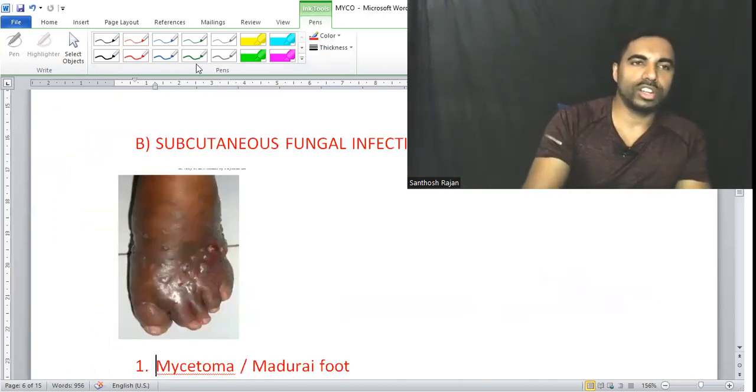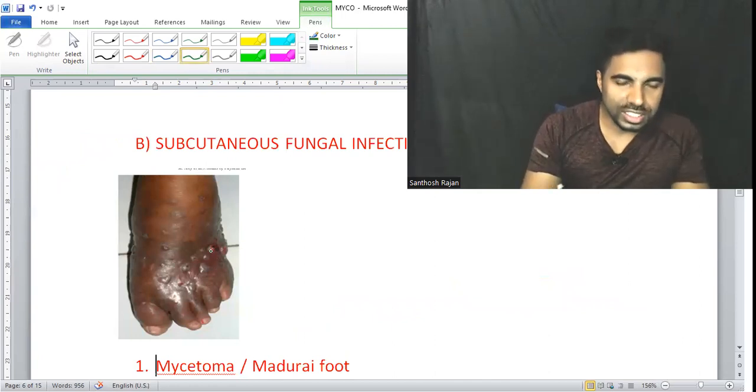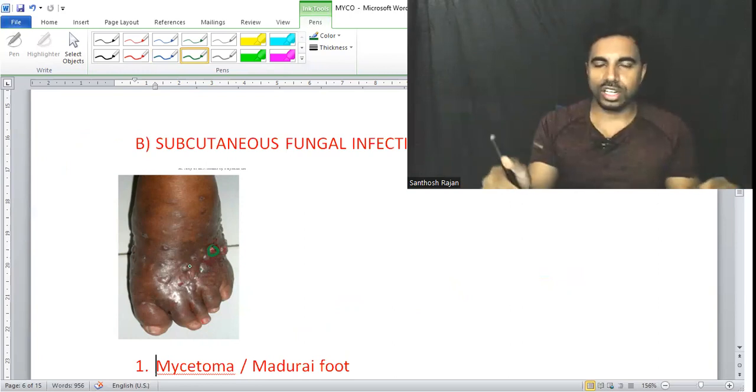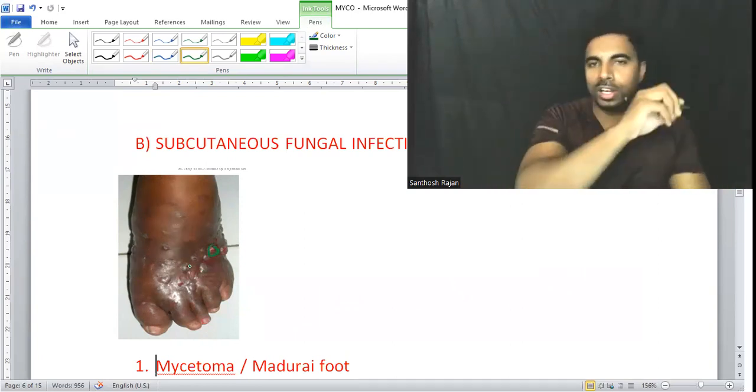Now, subcutaneous fungal infection. If you see the discharge, these are the things. Typical sinus discharge, swelling. That means that is a discharge. So we are in our next topic. We have finished the superficial infection. Now we are going to the subcutaneous fungal infection.